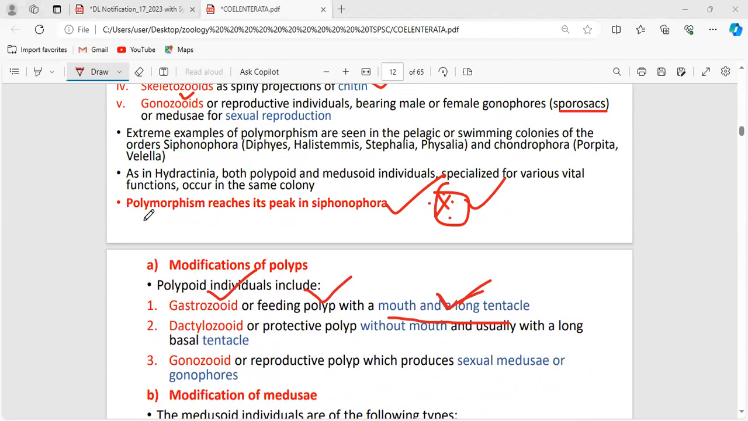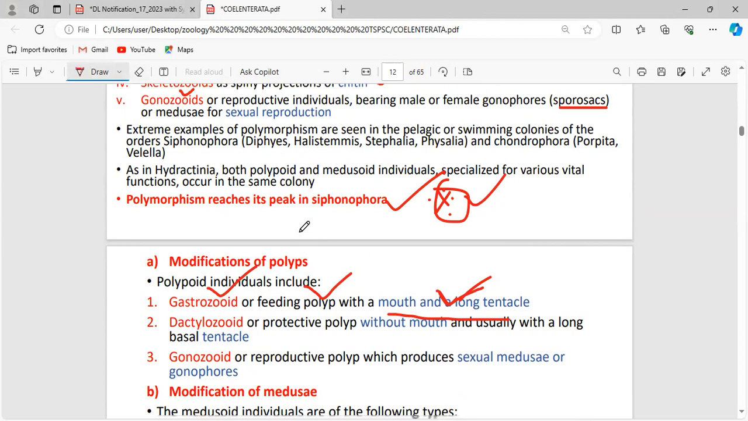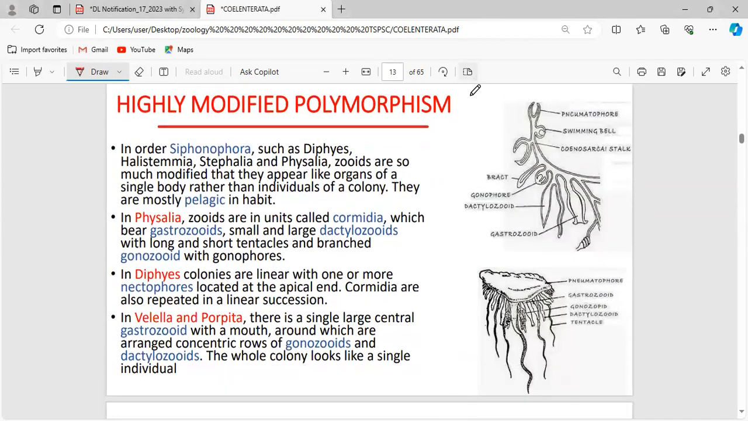Okay, see, I have explained that polymorphism reaches its peak in the order Siphonophora. This is an important statement. Don't forget: highly modified polymorphism in order Siphonophora. In the order Siphonophora, what are the organisms? Diphys, Halistemma, Stephalia, Physalia. The zooids are so much modified that they appear like organs of a single body rather than the individuals of a colony.